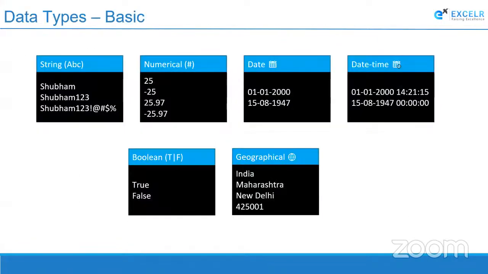Next slide. Data types in Tableau. As we've seen in Power BI, there are also some data types in Tableau. First is string, which is text, like Shubham, Shubham 123. Anything which contains text, numbers, special characters, we call a string data type in Tableau. Numerical is any numerical value, like 25, minus 25, 26.7, decimal numbers, negative numbers, everything forms numerical.